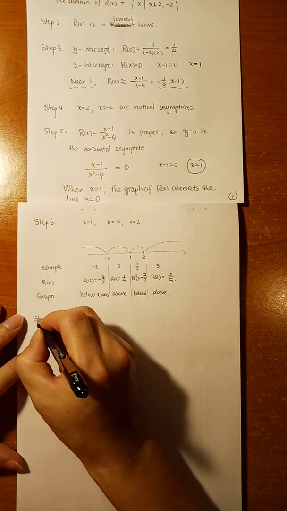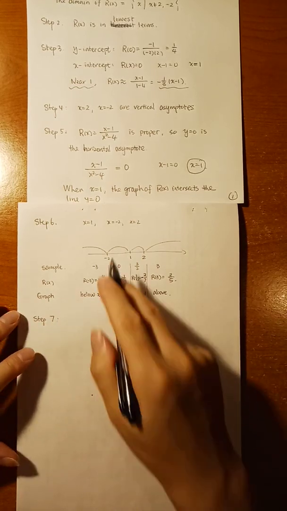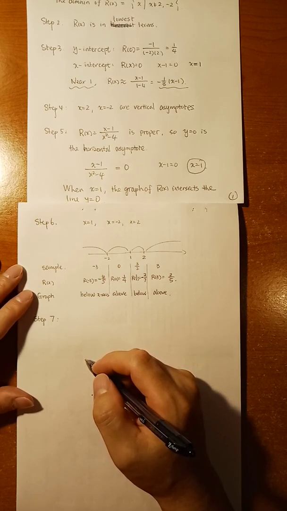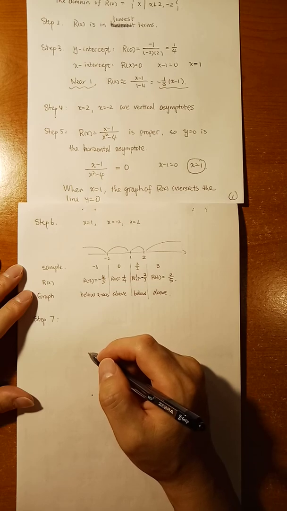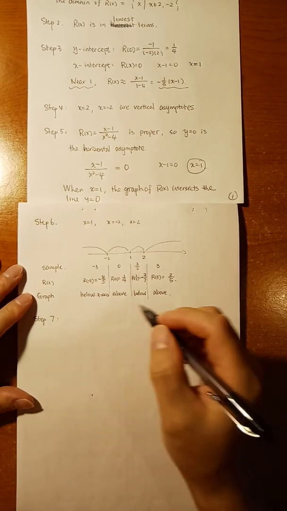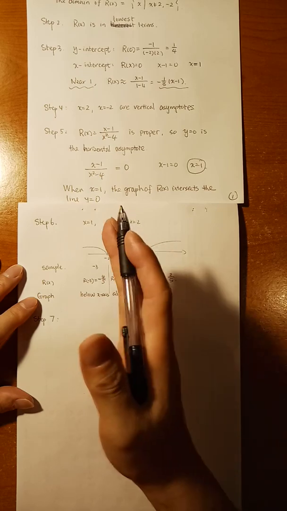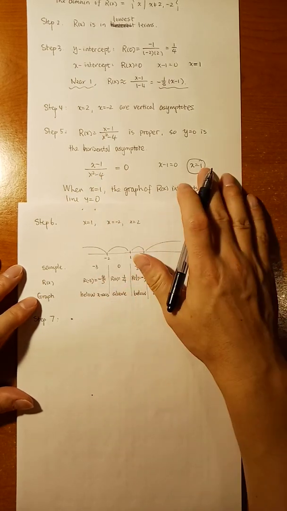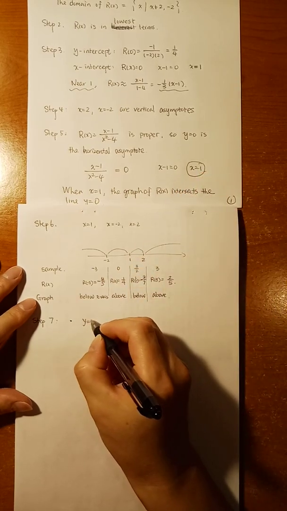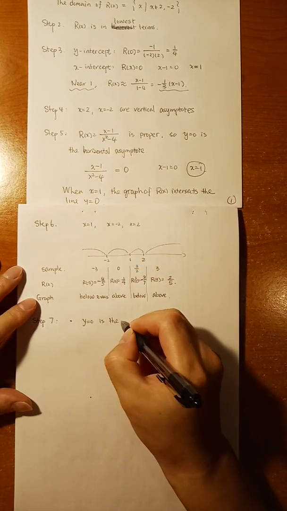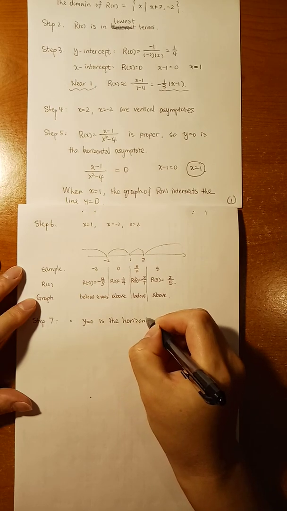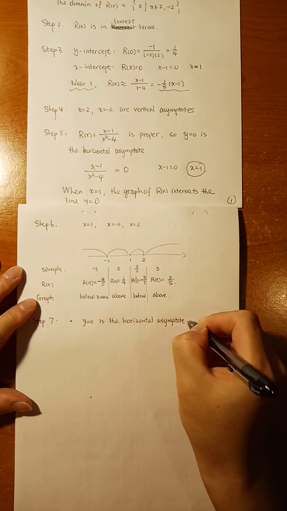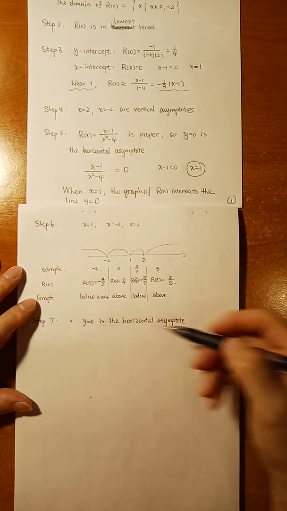And step 7, that's step 6. And step 7, we will study the behavior of the graph near the asymptote. So where's the asymptote? Asymptote, there are several steps. First, y equal to 0 is the horizontal asymptote.